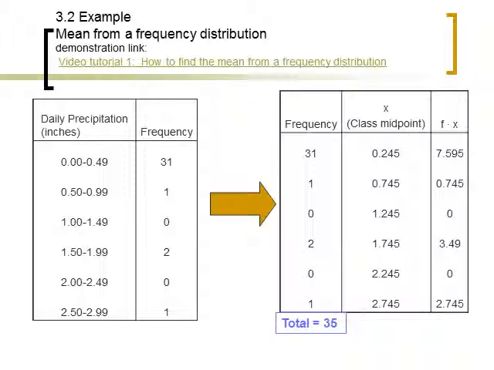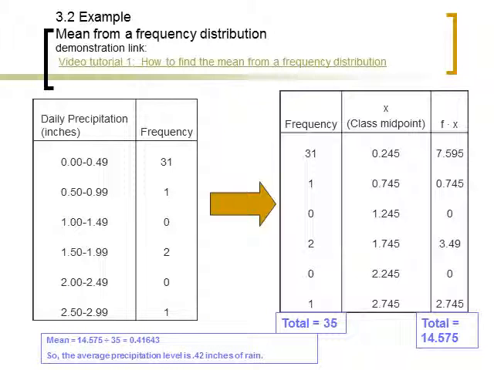Another thing for the formula that you'll need to do is you need to add up your total frequencies. So I add the frequency column and I get 35. Then we have to total up the column that's the f times x. So I get 14.575. The mean is equal to the sum of f times x divided by the sum of f. So I take 14.575 and I divide that by 35 and I get 0.41643. So the average precipitation level is 0.42 inches of rain.